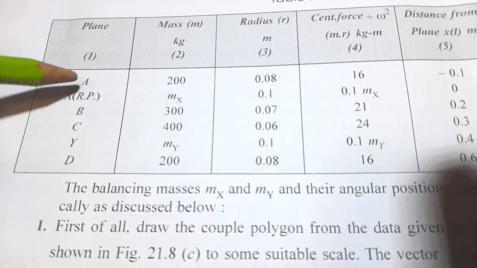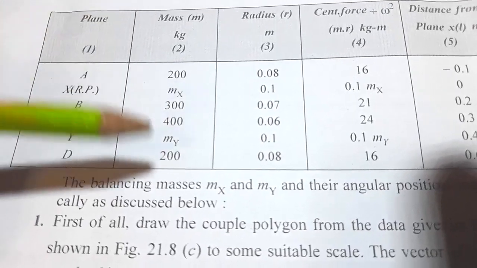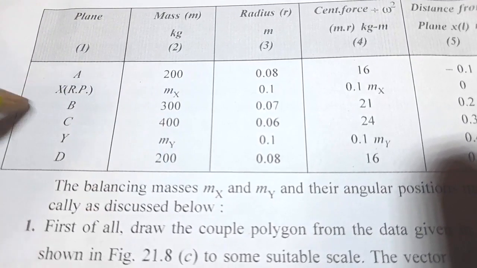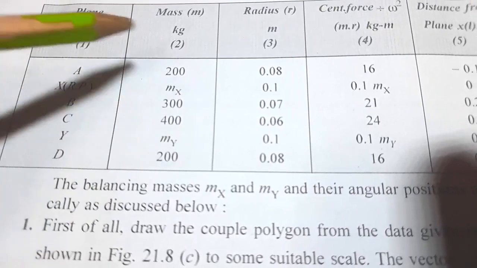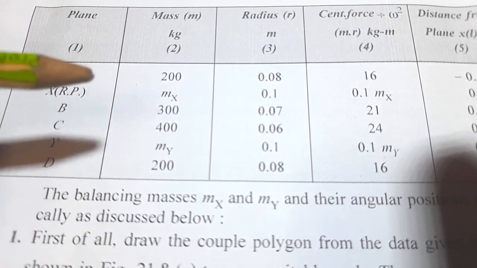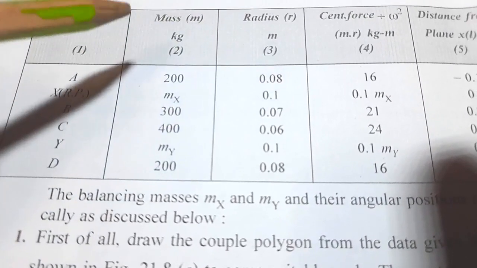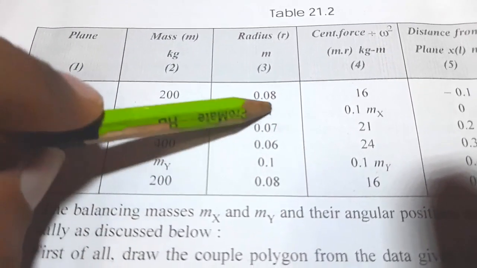So what is the mass at plane A? 200. What is the mass for the plane B? Like that. And the mass that we have attached at the plane X and the mass that we have attached at the plane Y, that is not known. And how about the radius? That means how about the crank radius for those masses? All those crank radius values are also given.